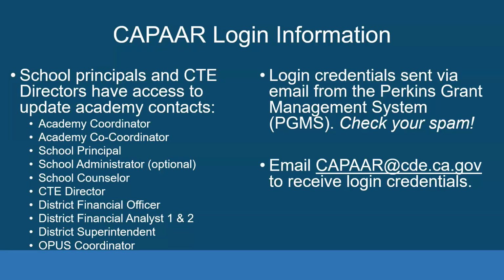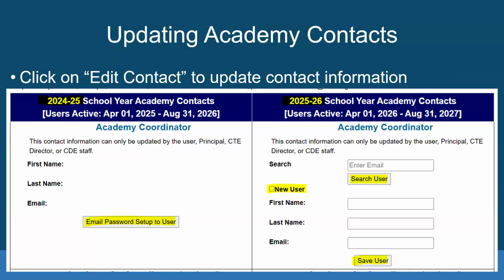But here is a screenshot of the new Edit Contact, the Academy Updates page. So when you click that first button on the menu, you're going to see two columns. On the left-hand side, you'll see the current school year and any contacts. This is just a snip of the coordinator, but if you scroll down this page, you'll see all those other roles that I just walked you through. And then on the right-hand side, you'll see the upcoming school year.